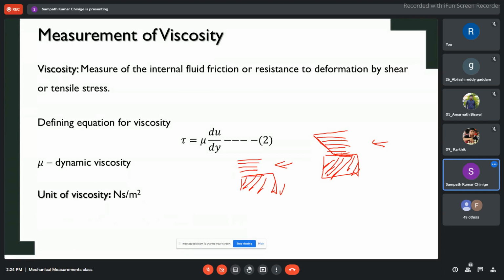So in a solid, the resistance force is applied only at the interface, whereas in a fluid, the resistance force is not only at the interface, but also between the layers, friction or resistance.